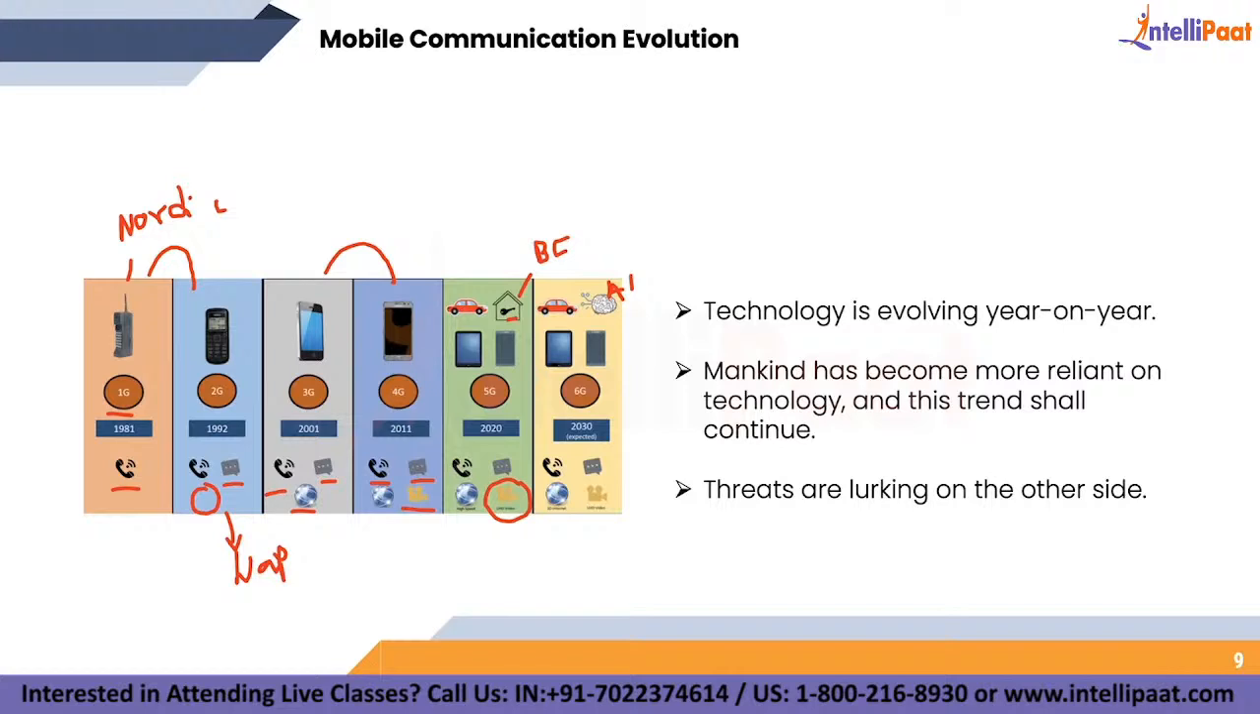As I said, in 2030, the moment 6G rolls out, along with artificial intelligence, machine learning will also take a lot of stand here, and that would be the next wave of technology. Along with the positive side, we have threats looking on the other side of it.